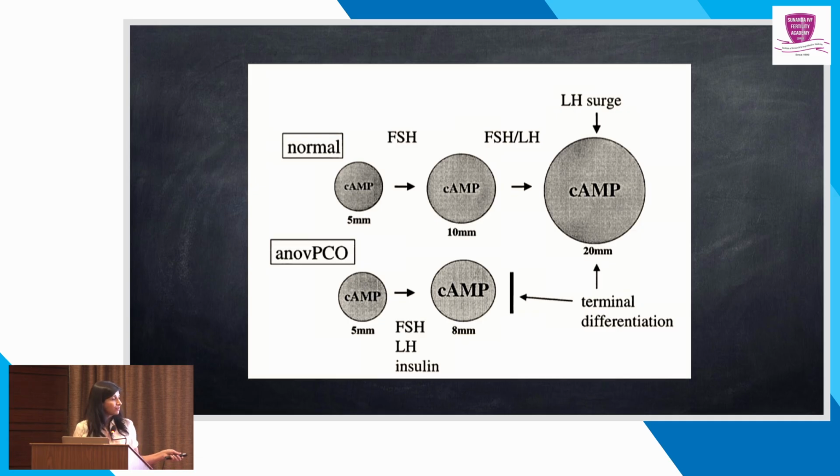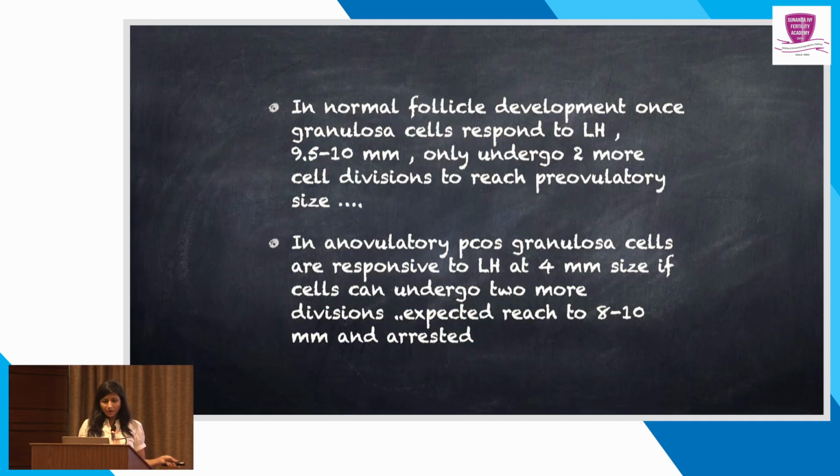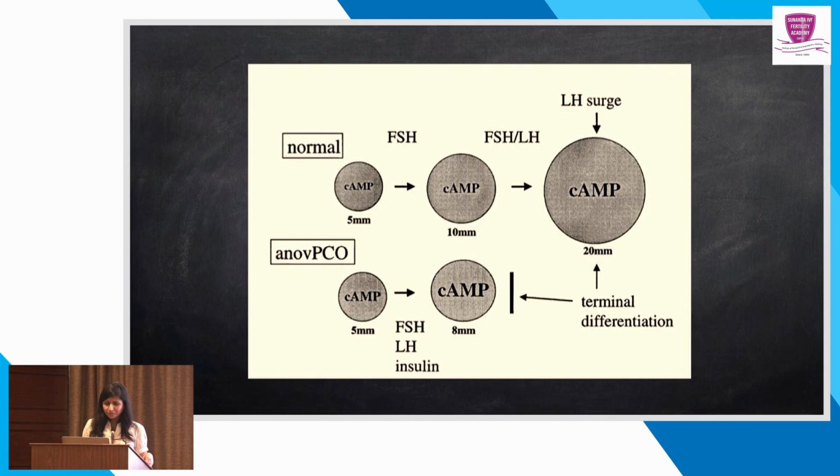This is mainly because of this theory that in anovulatory PCOS, granulosa cells are responsive to LH at 4 millimeter size. If cells can undergo 2 divisions, the expected follicle will reach 8 to 10 millimeter, will have high cyclic AMP differentiation, and instead of giving a COC complex, it will take a path towards atresia, and that is why you see 30 or 40 follicles in PCOS at the time of pickup, but you may retrieve 20, because the other follicles' fate is nothing but to go for atresia with this particular theory.